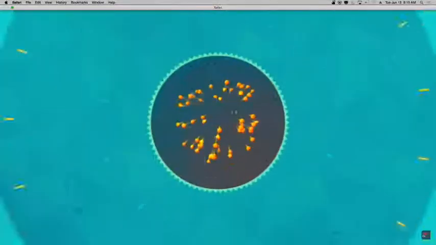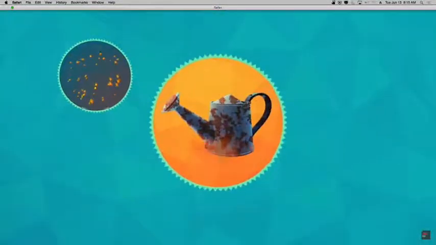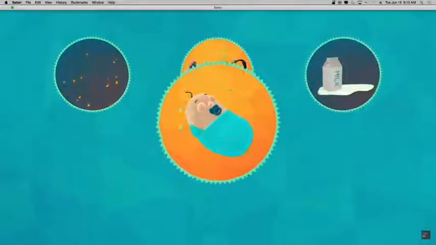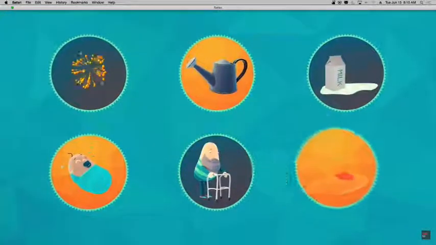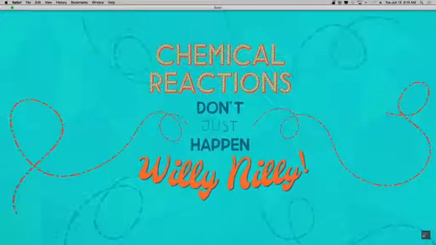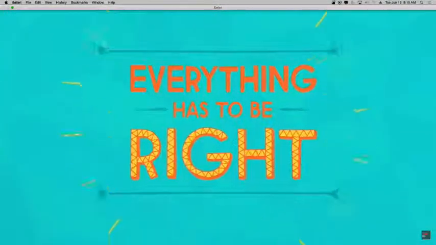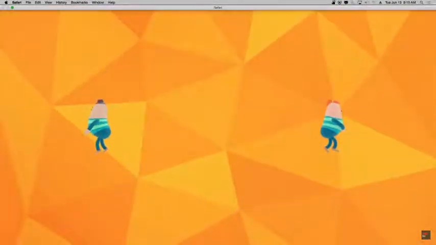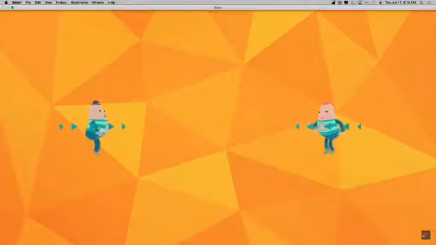For example, when fireworks explode, or iron rusts, or milk goes bad, or people are born, grow old, die, and then decompose. But chemical reactions don't just happen willy-nilly. Everything has to be right. First, the molecules have to hit each other in the right orientation. And second, they have to hit each other hard enough, in other words, with enough energy.